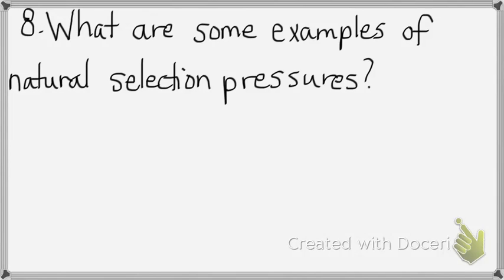Lastly, what are some examples of natural selection? I'll get it started. This is the one I think is a big one. Disease. I think disease kills off a lot of individuals, making the population better adapted to the environment. Jordan? Like the plague. That's a good one, like the plague. Okay, what else?